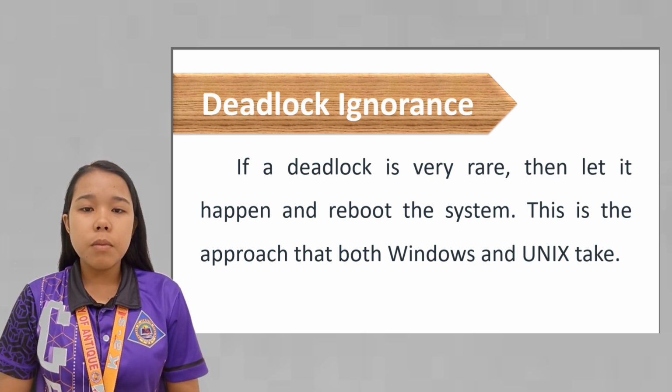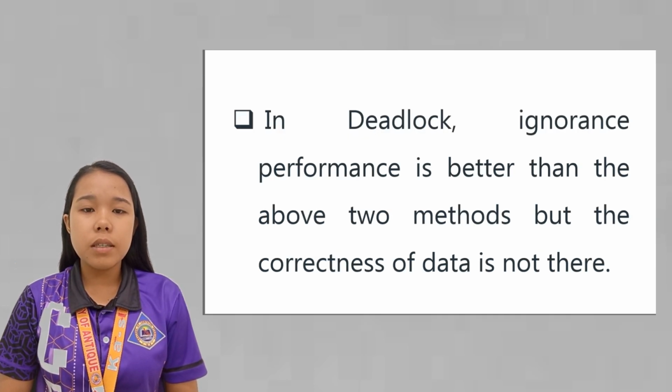Deadlock ignorance. If a deadlock is very rare, then let it happen and reboot the system. This is the approach that both Windows and Unix take. In deadlock ignorance, performance is better than the above two methods, but the correctness of data is not there.